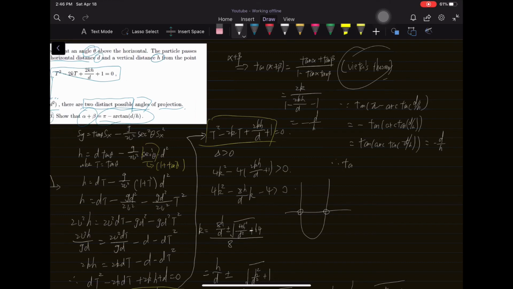So tangent of alpha plus beta equals tangent arctangent of minus d over h. So alpha plus beta equals pi minus arctangent d over h.